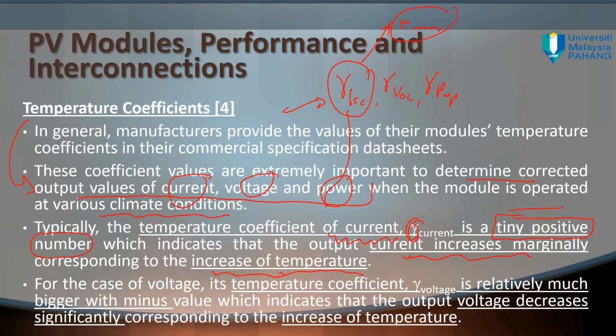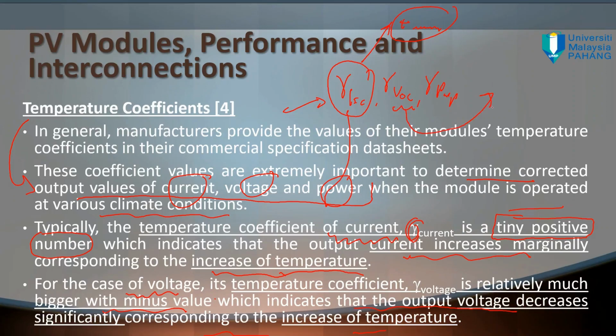Okay. For the case of voltage, its temperature coefficient is relatively much bigger with minus value, which indicates that the output voltage decreases significantly corresponding to the increase of temperature.